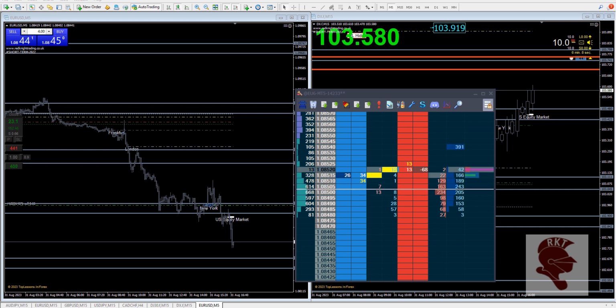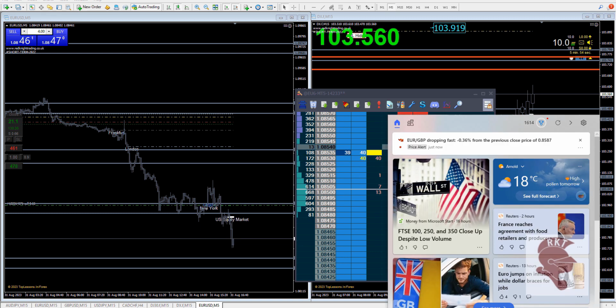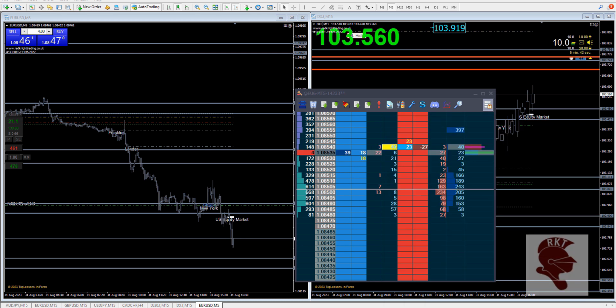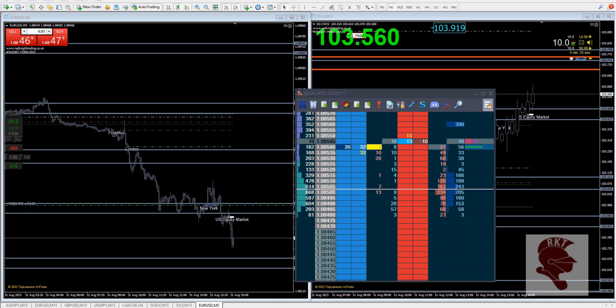So we've got some aggressive buyers coming back in, pushing it back up slightly. This is where I may take a second position. Let's have a look if it pops back up a bit further up.